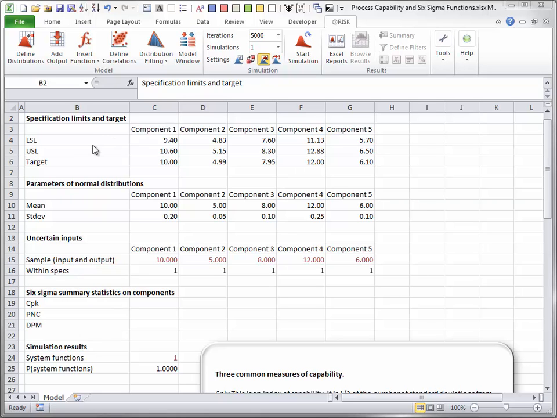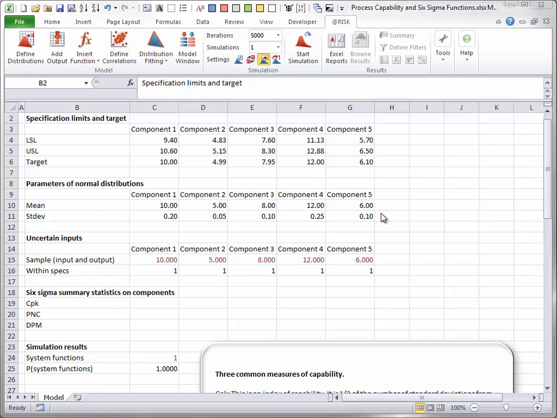The target value for each component is midway between its LSL and USL values. The actual values for the components are normally distributed, with the means and standard deviations shown in rows 10 and 11. Note that the means are close but not all exactly equal to the component targets. This means that some components have a slightly larger probability of being beyond one specification limit than the other.